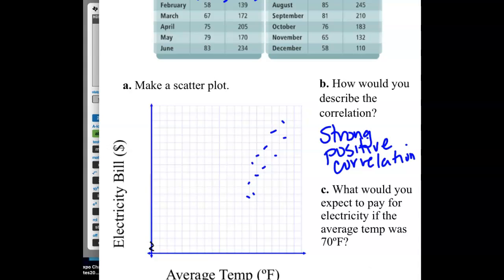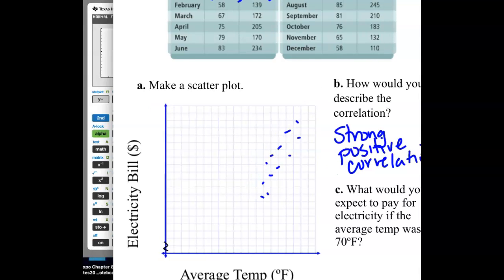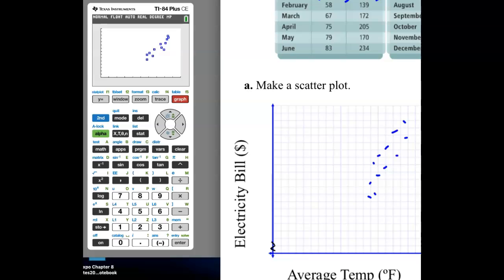The next question says, what would you expect to pay for the electricity if the average temperature was 70 degrees? So if we went back to our graph here, and I will tell you that the tick marks on the x-axis are going by tens, so we could count over to 70, correct? So 10, 20, 30, 40, 50, 60, this is 70 here. Could we look up and kind of predict, if there was a line going through that, what is my y value going to be? We could make that prediction from our graph, yes? Now, if we had an actual line drawn through there, it would be even easier to make that prediction.